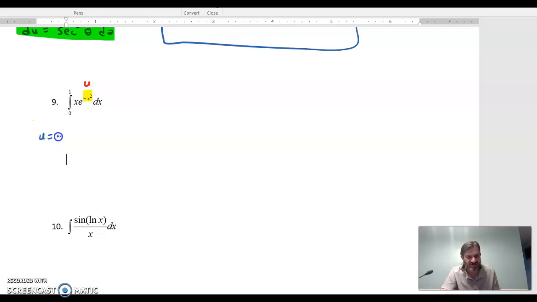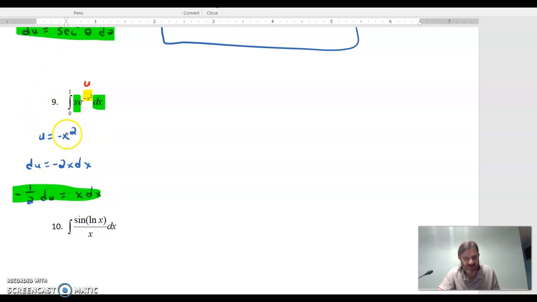So if u is negative x squared, du will be negative 2x dx. So we could do the same thing we did before, but I'm going to divide out the negative 2. So negative 1/2 du equals x dx. And then we have a perfect substitution. Okay. So in that case, we'll rewrite this. Still has endpoints, I'm just not going to write them. But it'll be negative 1/2 e to the u du.